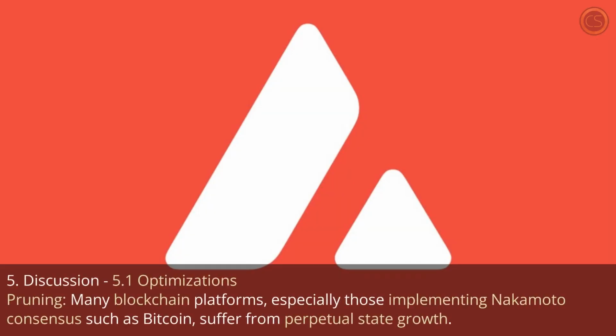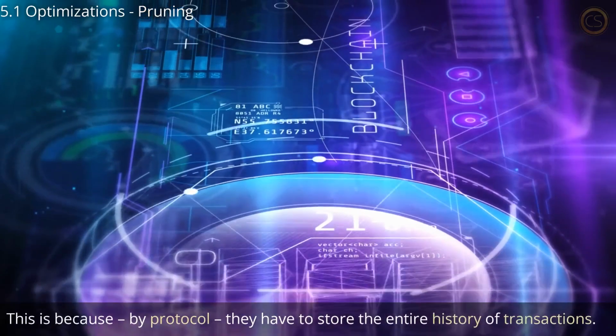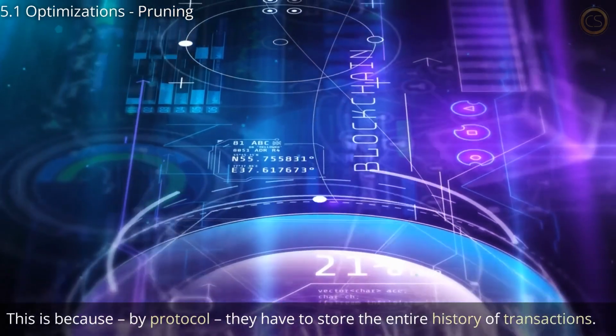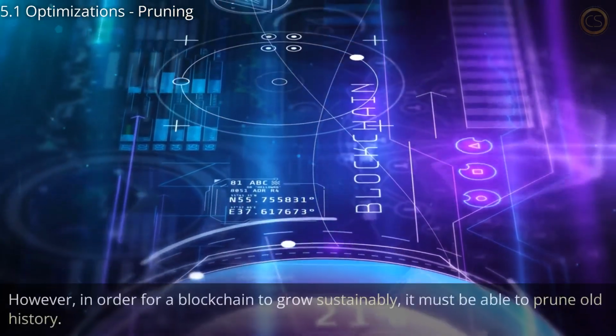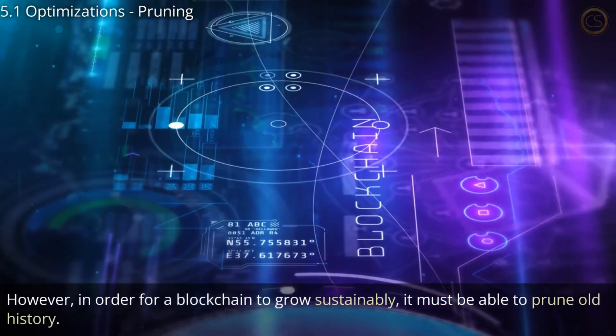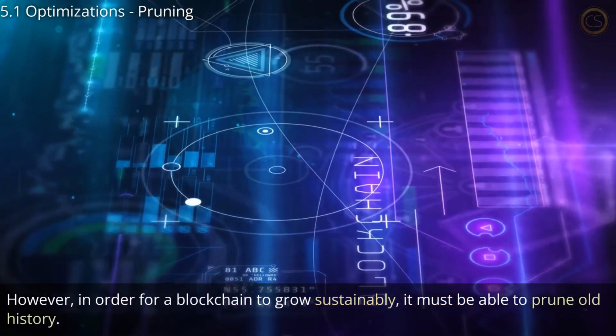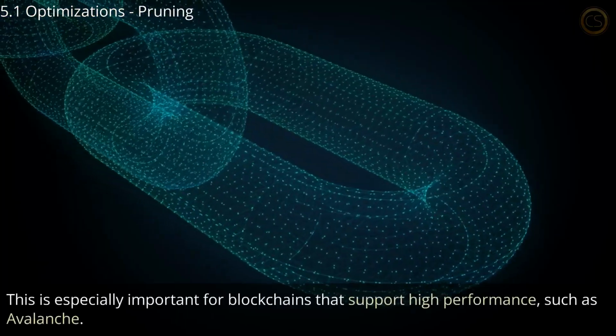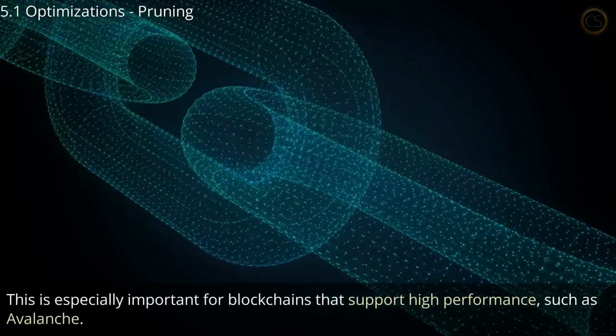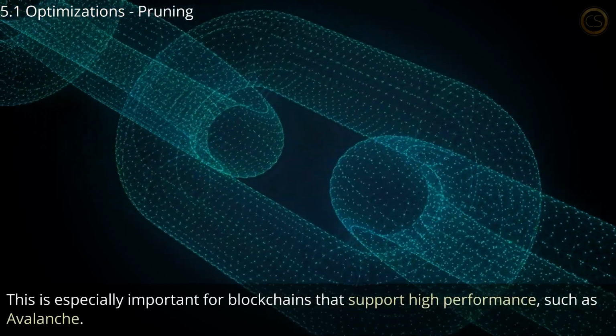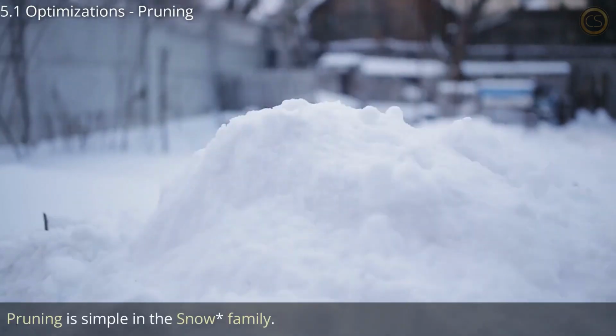5. Discussion: 5.1 Optimizations. Pruning. Many blockchain platforms, especially those implementing Nakamoto consensus such as Bitcoin, suffer from perpetual state growth. This is because, by protocol, they have to store the entire history of transactions. However, in order for a blockchain to grow sustainably, it must be able to prune old history. This is especially important for blockchains that support high performance, such as Avalanche. Pruning is simple in the Snow family.